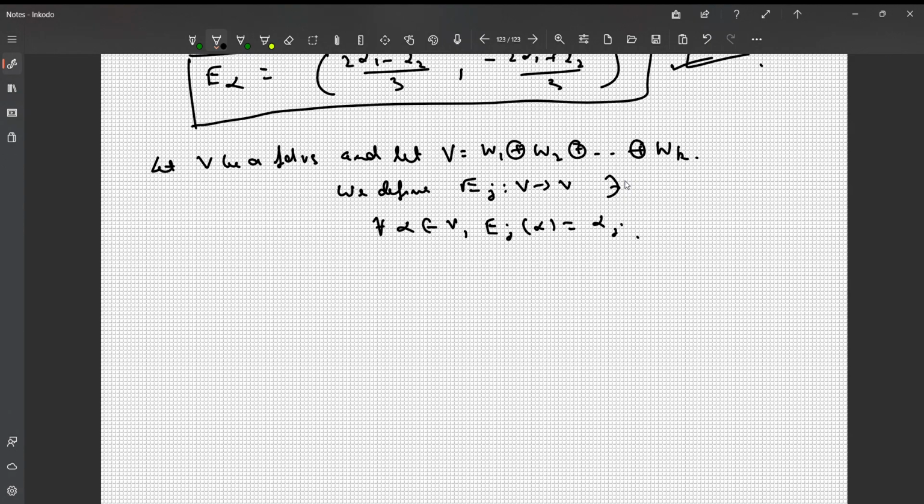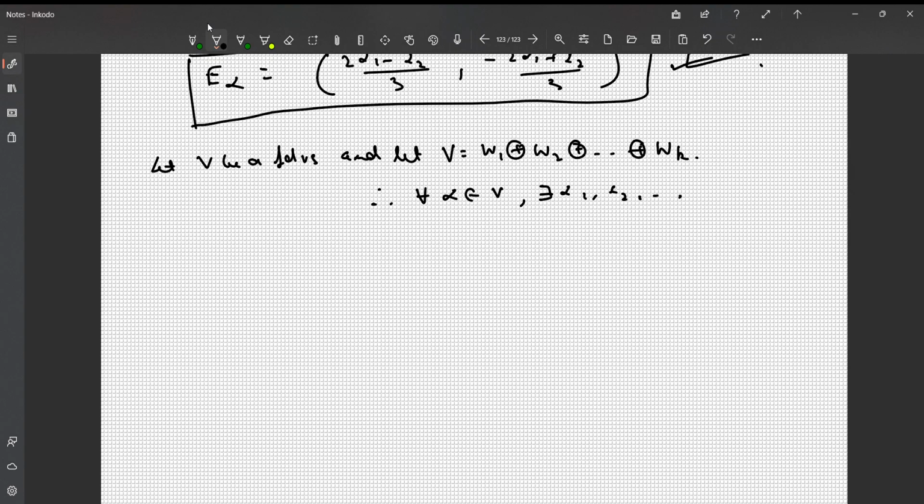So what is this definition claiming? Let us just write one more statement before defining this linear operator. For all vectors alpha in V, there exist alpha 1, alpha 2 till alpha k such that alpha can be written as the sum of these elements, alpha 1 plus alpha 2 plus alpha k, uniquely. The term uniquely is important for defining a linear operator, which we just did, to be well defined.